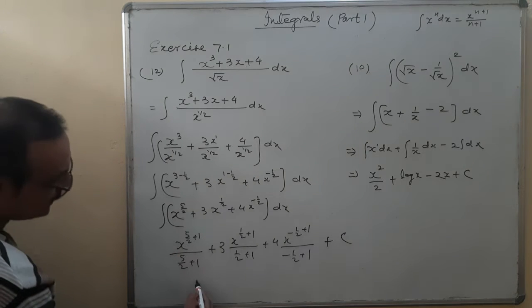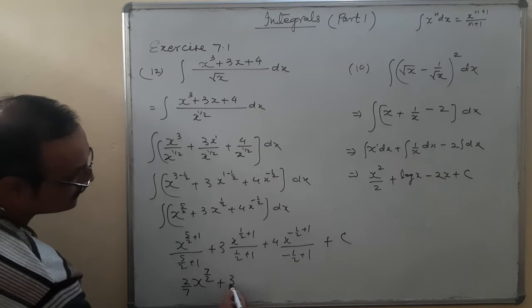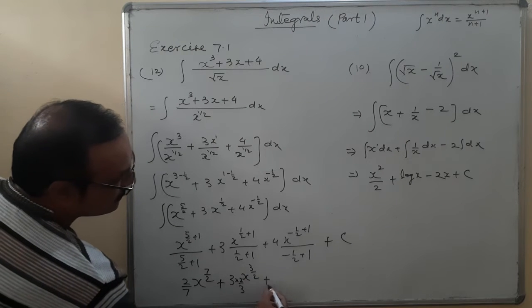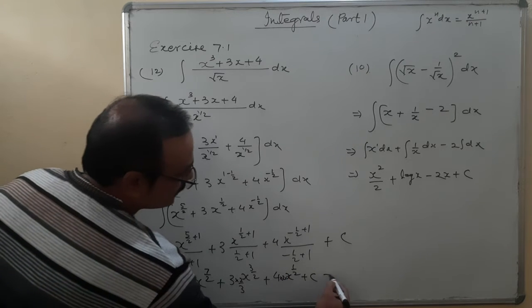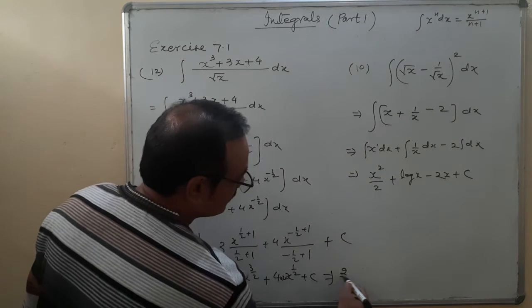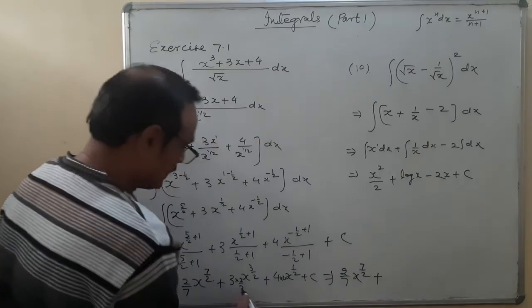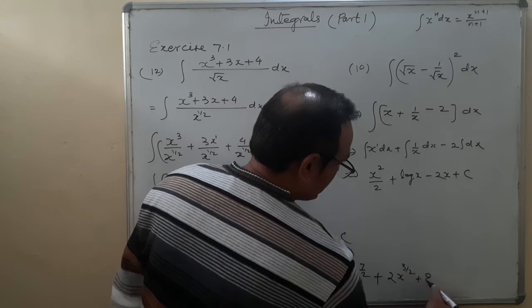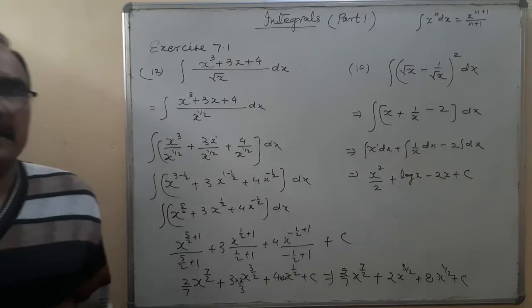So what is coming here? x to the power 7 upon 2, and this 7 upon 2 becomes 2 upon 7, plus 3x to the power 3 by 2, with 3 by 2 becoming 2 by 3, plus 4x to the power 1 by 2, with 1 by 2 becoming 2, plus c. So what is the final answer? 2 upon 7 x to the power 7 by 2 plus 3, cancel 2, x to the power 3 by 2, plus 4 times 2, that is 8, x to the power 1 by 2, plus c. Okay, this is the integration of the term.